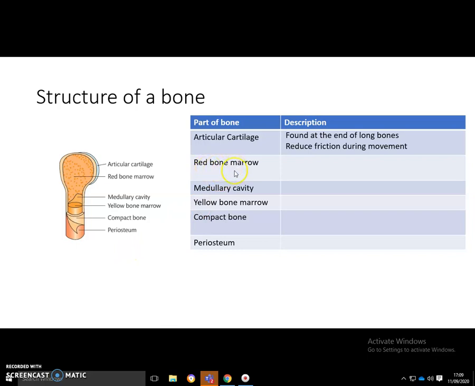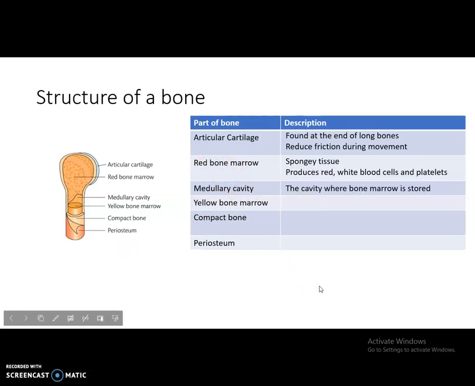Okay, so we have this red bone marrow here. Red bone marrow produces red blood cells, white blood cells and platelets. Red blood cells are really important because they carry hemoglobin, which carries oxygen. White blood cells are there to fight infection and to destroy bacteria, and then platelets help clot blood. We'll learn about these in a bit more detail later on in the unit.